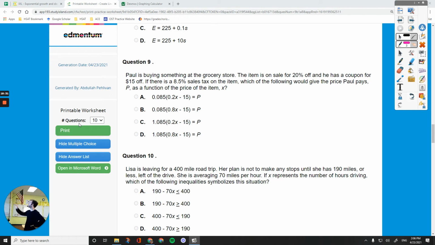So there is a $15 off. I know that this is going to be minus 15. This right here is a discount. It has nothing to do with percentages or anything. So in the question, I need to have minus 15. And as I look at the question, all of them have minus 15. So that didn't help.